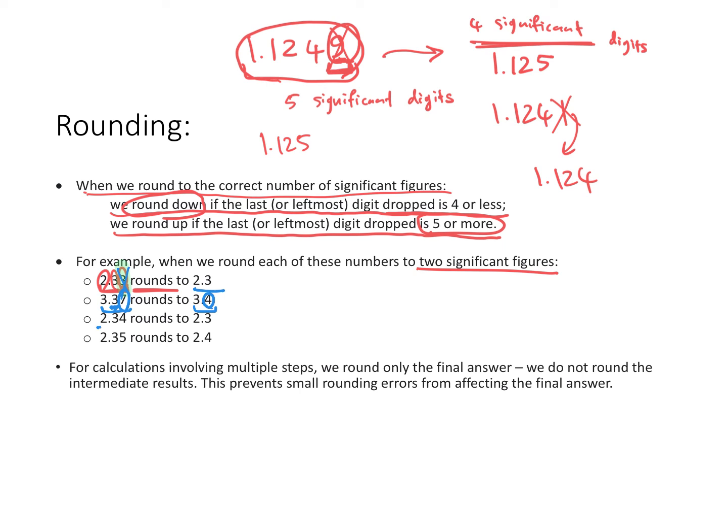So what is 2.34 if we want to round it to 2 significant figures? What would that be? Can anyone tell me why? Okay, I didn't hear what you said, but I assume it's because 4 is less than 5. Was that the same thing you said? Yes. So what about 2.35? If I want to round it to 2 significant figures, what would that be? 2.4, because as we said, if it's 5 or more, we round up. So it would be 2.4.